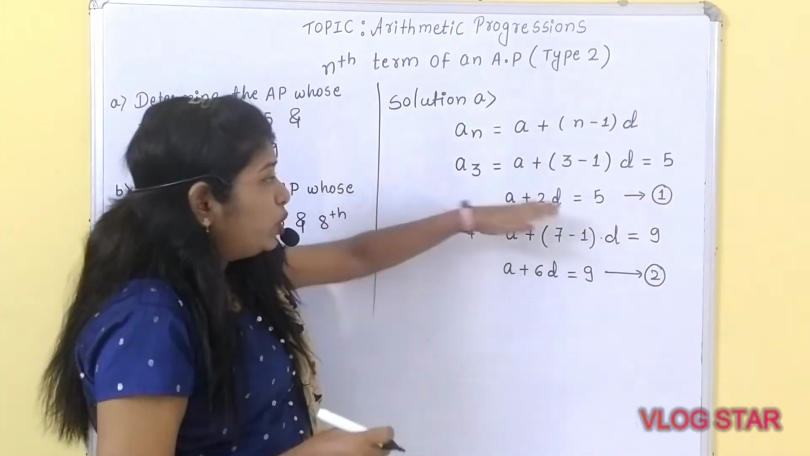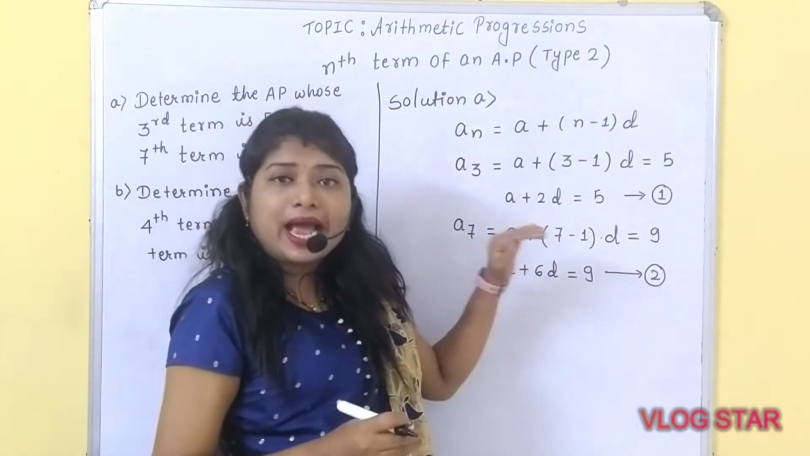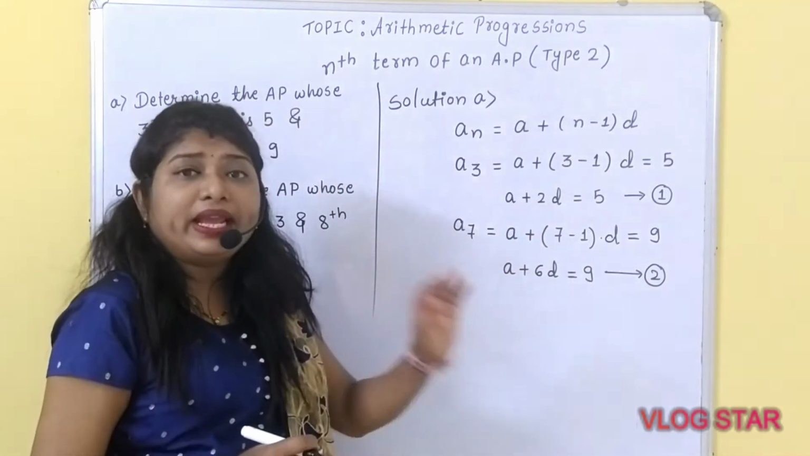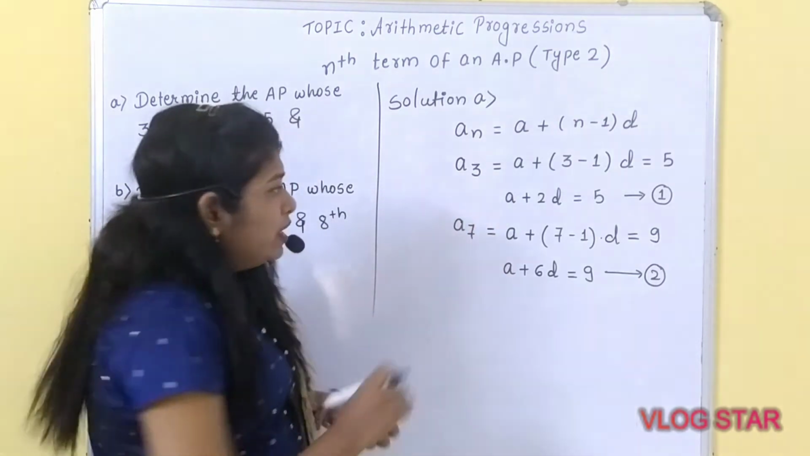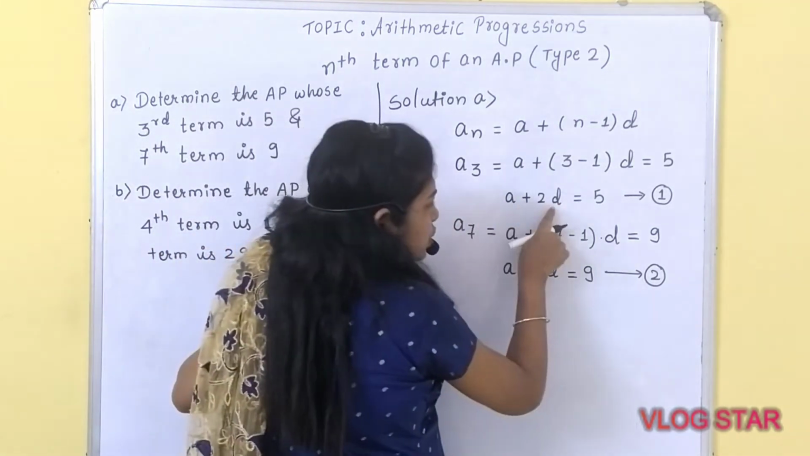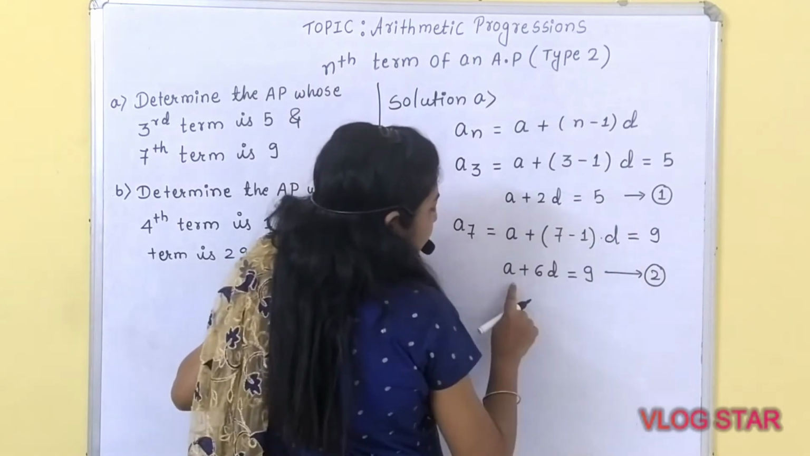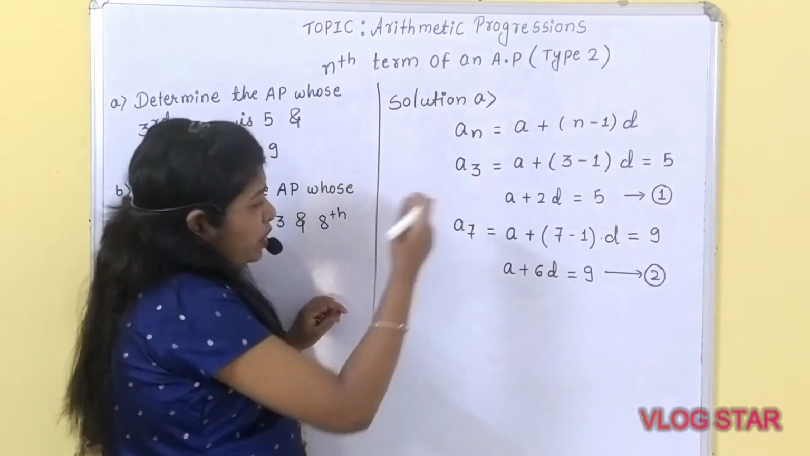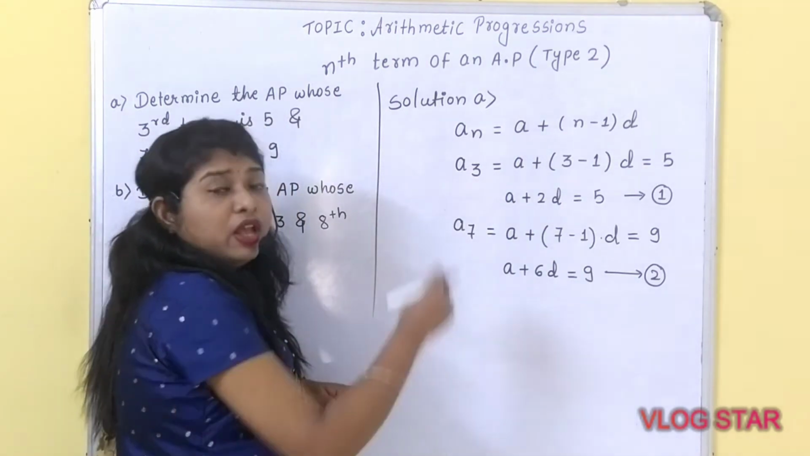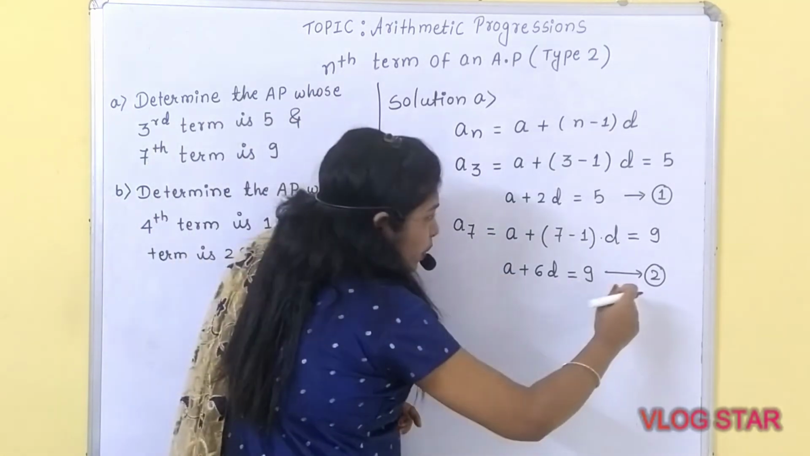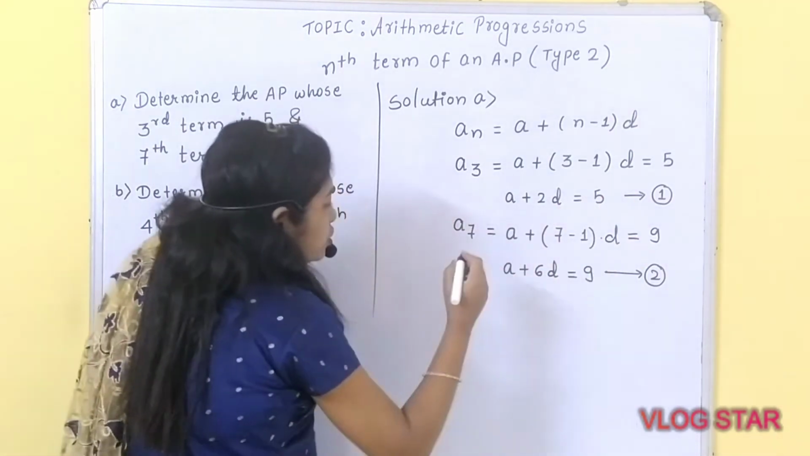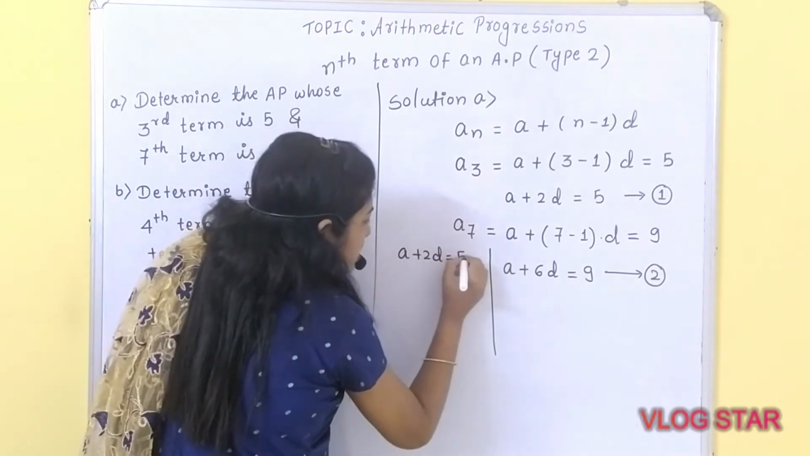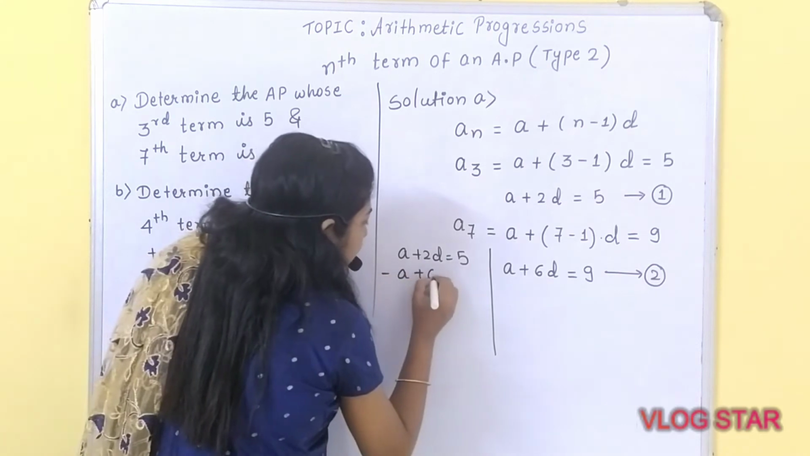Now we have two equations with us. You have to solve both equations simultaneously, and then you will get the values of A and D. So let's consider A plus 2D is equal to 5 and A plus 6D is equal to 9. How are you going to solve by simultaneous equations? You have to subtract the second equation from the first equation.